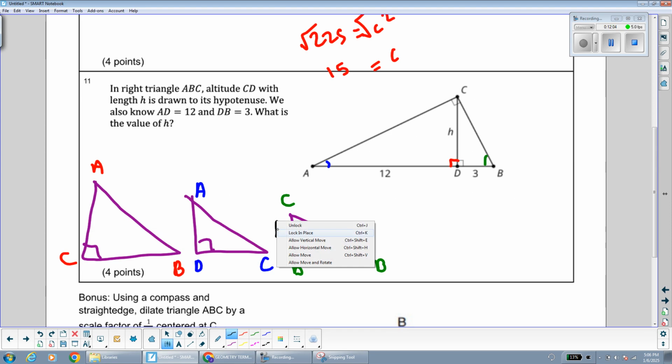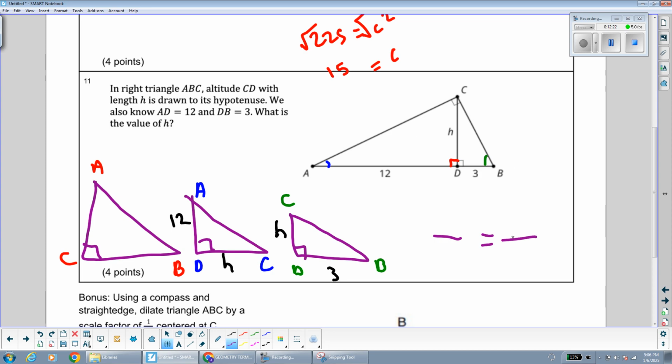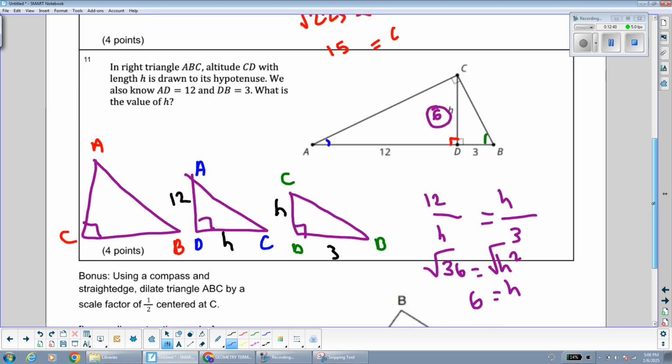So CD is H, that's what we're finding. CD is H, and there's two CDs. It's on two of the triangles. AD is 12, so here's AD, 12, and BD is 3. Okay, so now I can easily see the sides of my similar triangles. So 12 corresponds to H corresponds to 3. Let me cross multiply. That's 36 is equal to H squared. So H is equal to 6 when you square root both sides. So that's all we're finding here. We're only finding the value of H, so the value of H is 6.